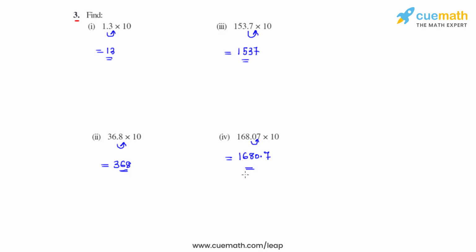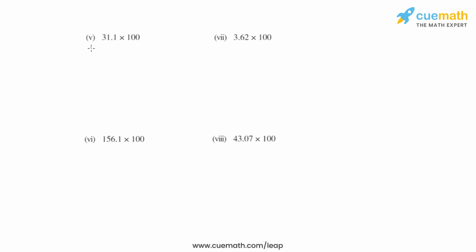Moving on to the next set of bits. In the fifth bit, we have 31.1 multiplied with 100. So there are now two zeros, and the decimal will be moving two places towards the right, that is 1 and 2. As there is no digit after moving the decimal by two places, we can add a 0 there. So the answer that we get for the product of these two numbers is 3110.